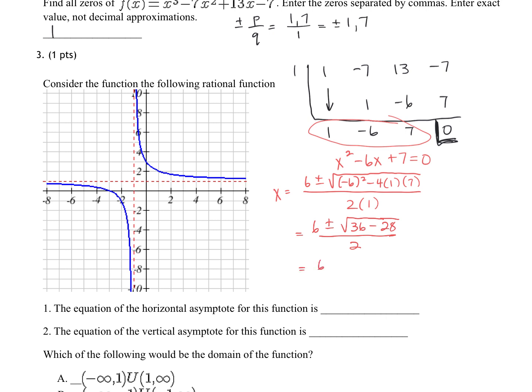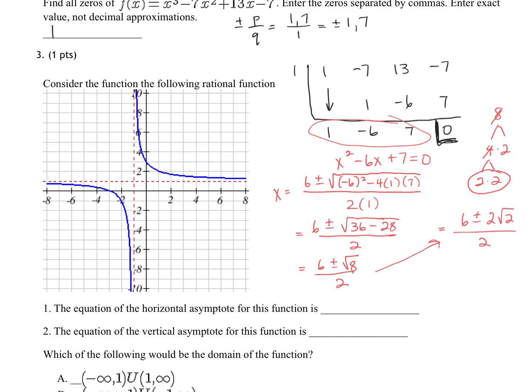That will be 6 plus or minus the square root of 8 over 2. 8 will break down into 4 times 2. 4 is 2 times 2. So a pair of 2's come out as 2 and a 2 stays under. So this will be 6 plus or minus 2 square root of 2 over 2.